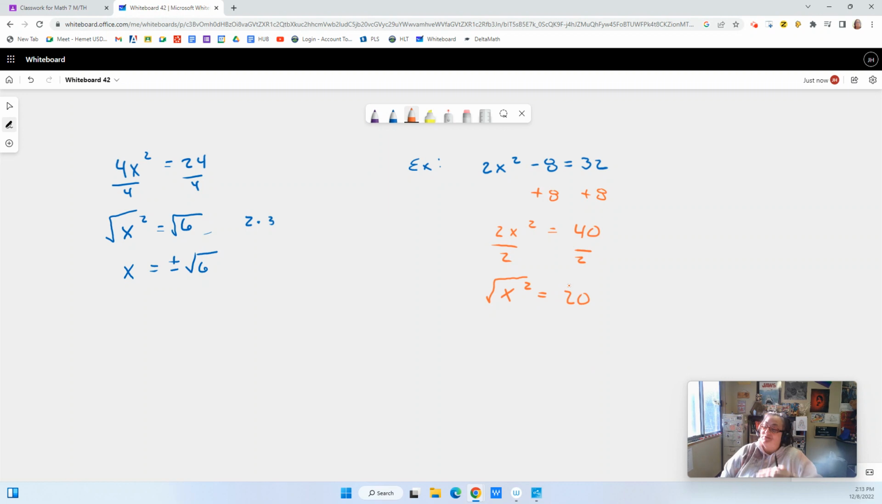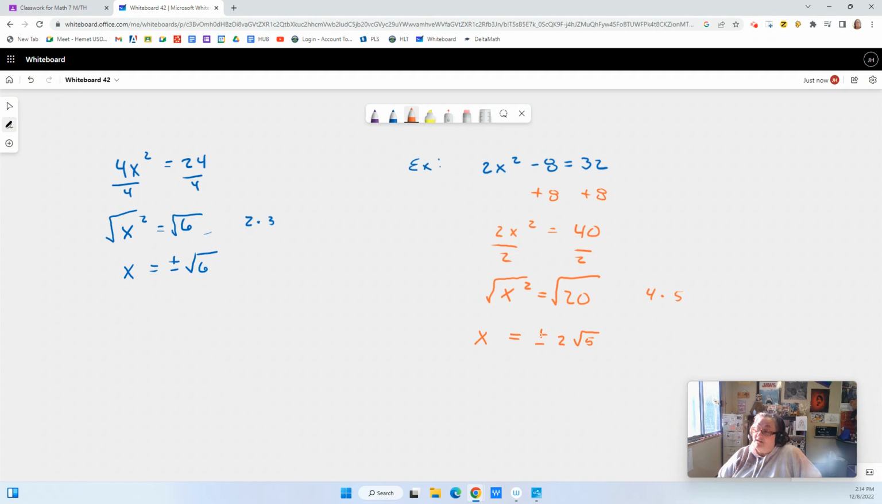So now we got 40, and when we divide by 2, we get 20. So now I'm on the right track, I think. We're going to take the square root of both sides, so that we get x. Now we have to look at the makeup of 20. 20 is 4 times 5, and 4 is a perfect square, 4 is 2 times 2. So we can take that out as plus or minus 2, but that 5 has to stay under.